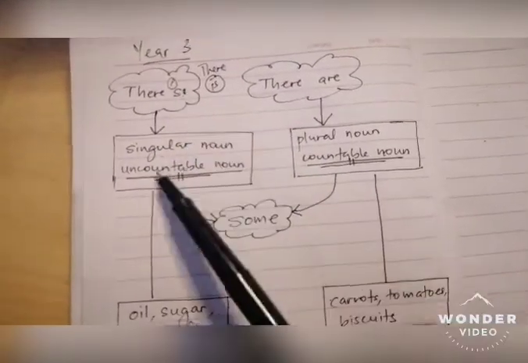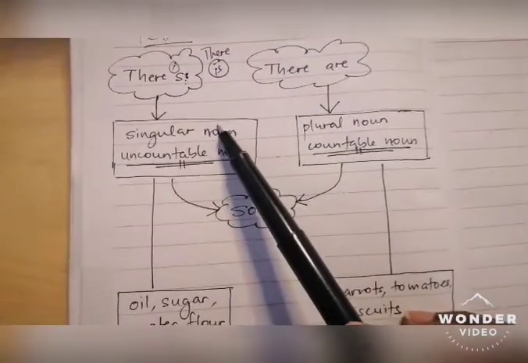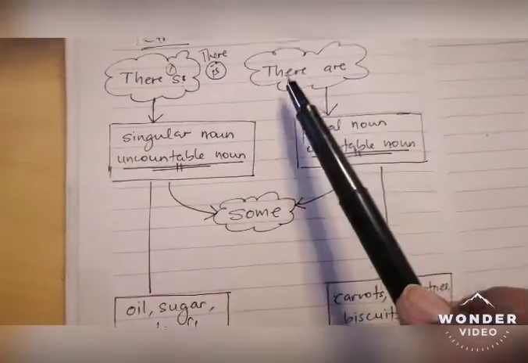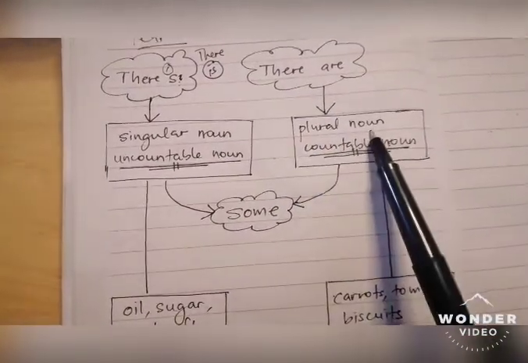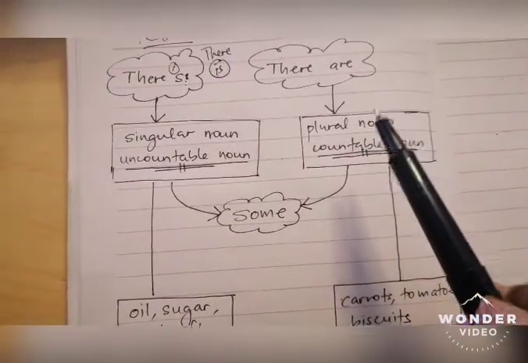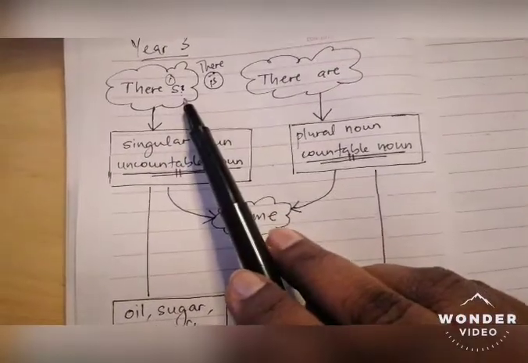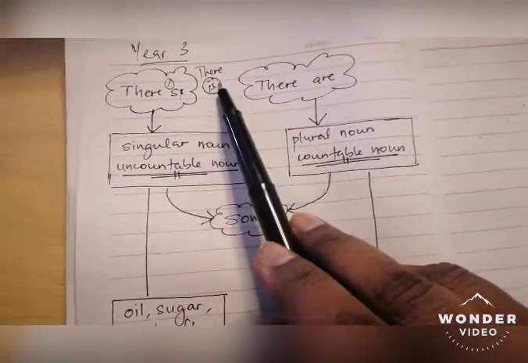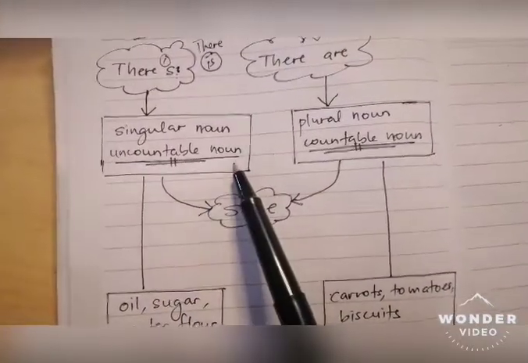There's, you use for singular nouns like book, table, carrot. There are, you use for plural nouns: carrots, tomatoes, tables, chairs. There's or there is, you can also use for uncountable nouns.